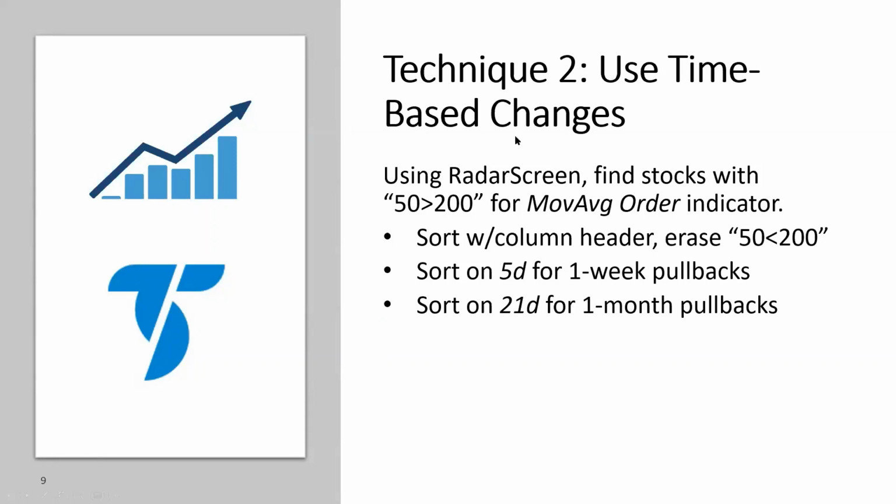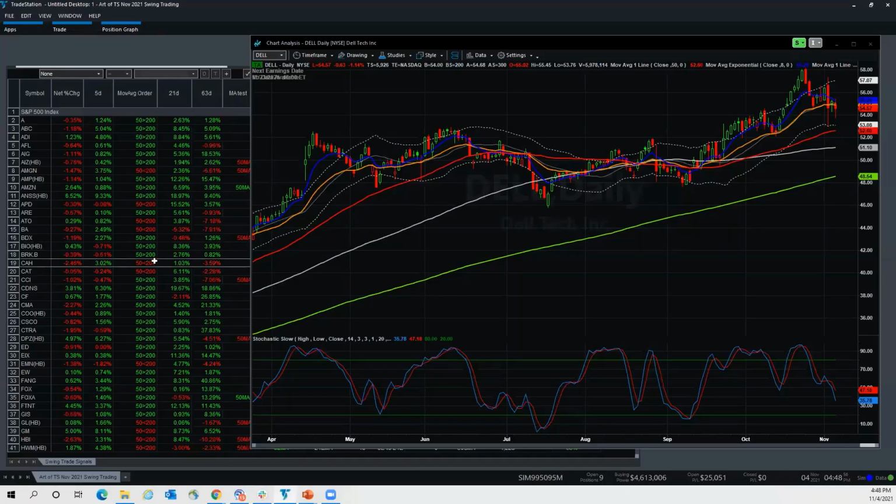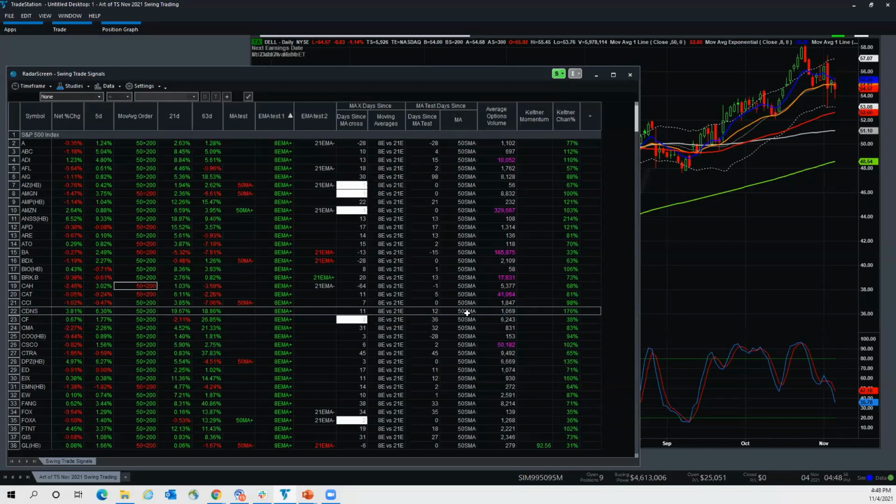Okay, so use time-based changes. So this is another relatively simple thing. But what I often do here, just so you know, is I start off with something in Radar Screen, and I just erase stuff, I sort, and then I just reload it. I just always, I love the S&P. To me, it's just an easy way to build things.